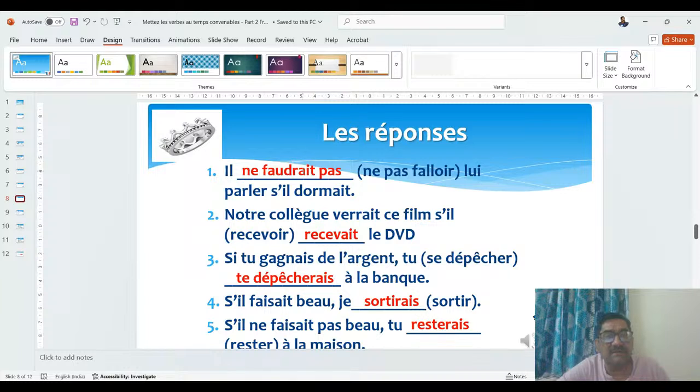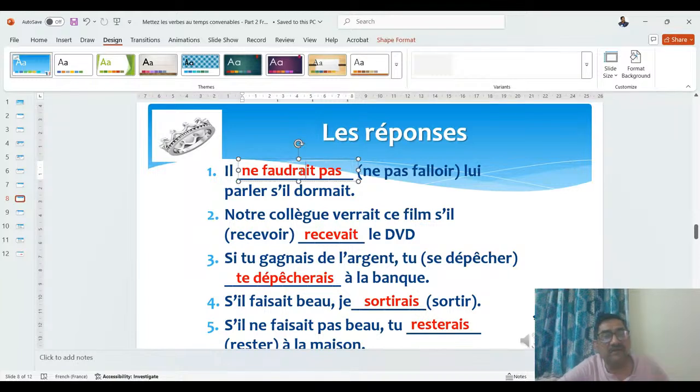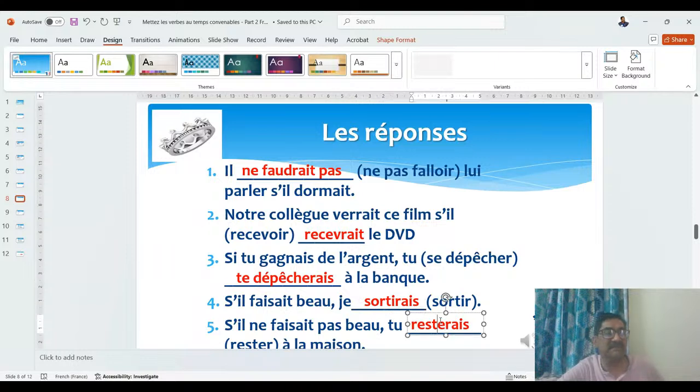Now look at the future conjugation. Falloir is faudra, and then you put AIT. Recevoir is recevra, then you put AIT. So there should be an R here, okay? And then dépêcherai, then sortirai, then resterai. Even a slight mistake like that, you drop the R, it is going to matter.